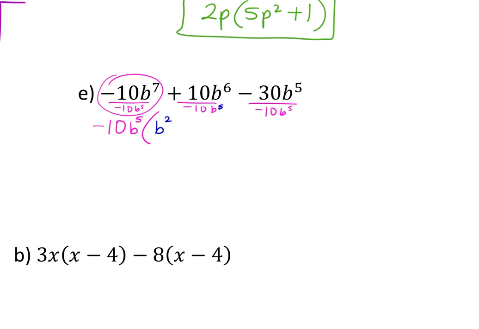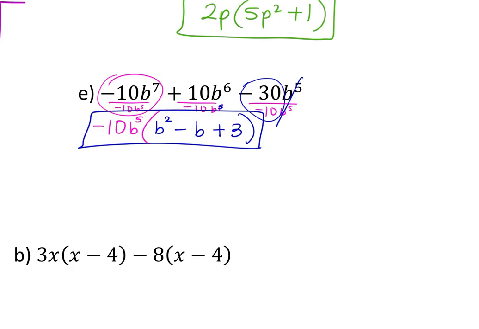So this one, you're going to get 10 divided by a negative 10. So this becomes negative, but it's just a 1. And then b to what power? To the first, right? So you can just write that as b. And then this is a negative divided by a negative, so that's a positive. Again, it just gets you less negatives. And then b to the fifth over b to the fifth is 1. So this is your factored form.